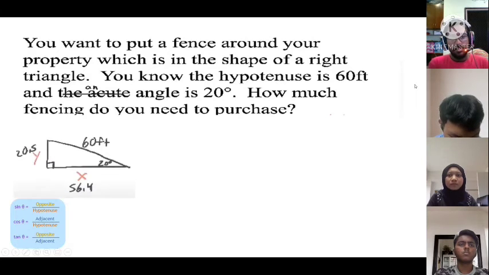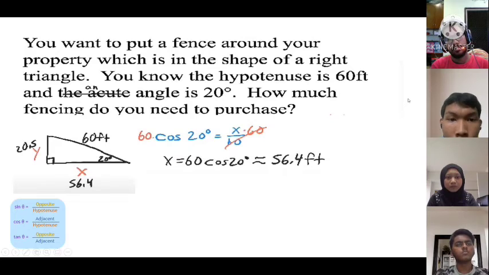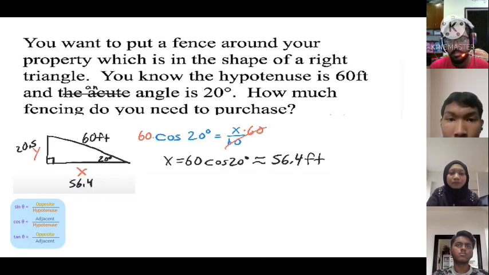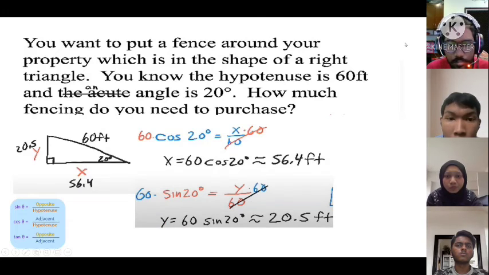Okay. First of all, we need to put 90 feet, then 90 cos 20 degree sama dengan, dan kita bahagikan, kita akan dapat jawapan dia X sama dengan 60 cos 20, dan kita akan tekan kalkulator, dapat jawapan dia 56.4 feet.